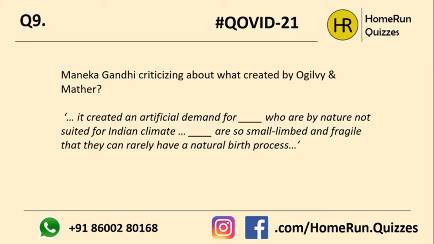So Maneka Gandhi criticized something created by Ogilvy and Mather, and she said it created an artificial demand for dash, who are by nature not suited for Indian climate. So dash are so small limbed and fragile that they can barely have a natural birth process. Okay, so what is she talking about here? Something that was created by Ogilvy and Mather. So what is she talking about? Okay, that's question 9. Should be easy.